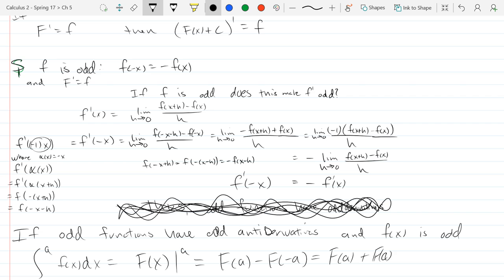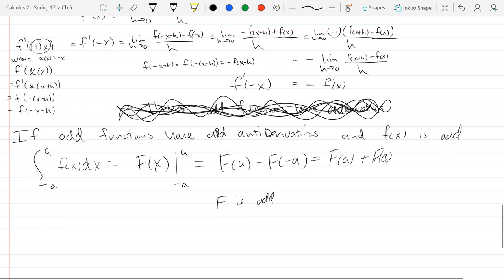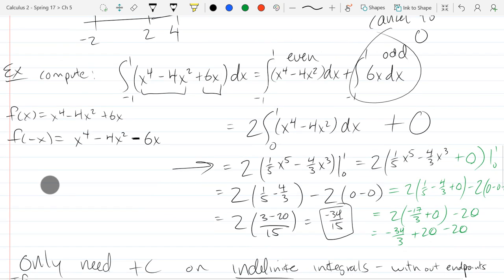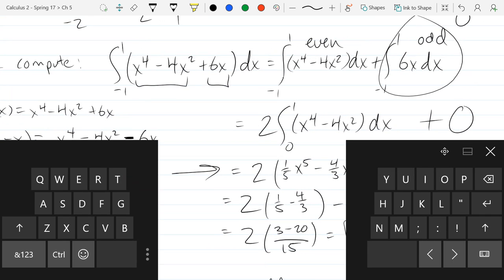All right, we're sidetracked too much. All the way back up. When we broke it up, our second chunk is the antiderivative from n equal to 1 of 6x dx. If you take the antiderivative of that, it's an even. Yeah, I think odd functions have even antiderivatives and evens have odds. So does that mean it wouldn't cancel out to 0?